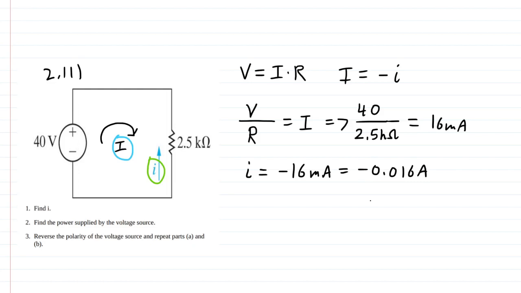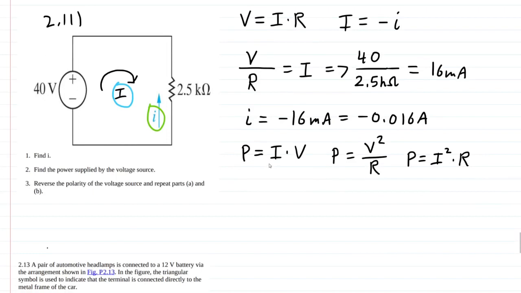We can find the power supplied by the voltage source in a number of ways. We can use our trusty P equals IV. We can also use P equals V squared over R, or we can use P equals I squared times R. All of these will work, but sometimes one will be easier than another. And the ones with the R's, you need to know the resistance to be able to calculate it. But I'm going to do all three just so we can go over that and prove that these work together.